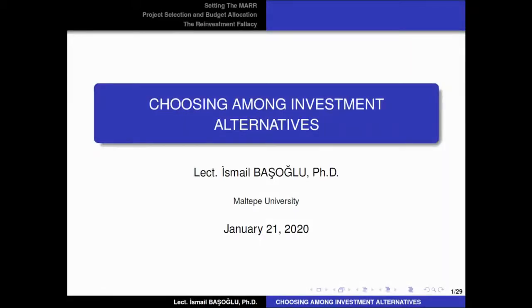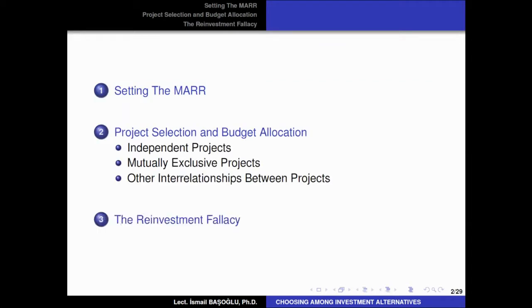All right. So we have two more chapters left until we finish the semester. In this chapter, we are going to learn about the methodologies where we can choose among investment alternatives. We have learned about many topics in the previous weeks, and we have calculated the net present value of an investment project.